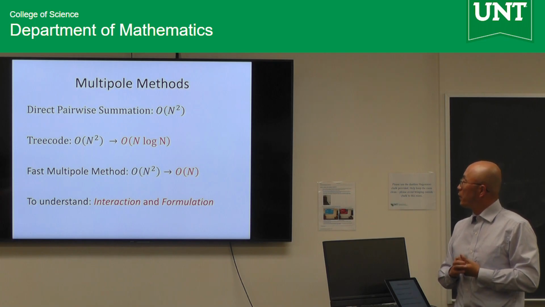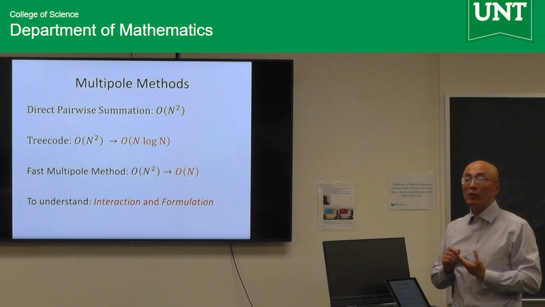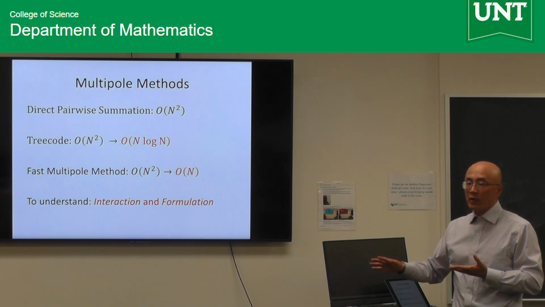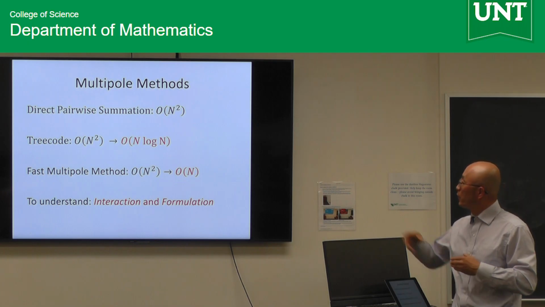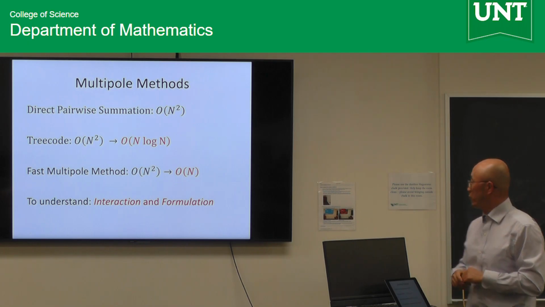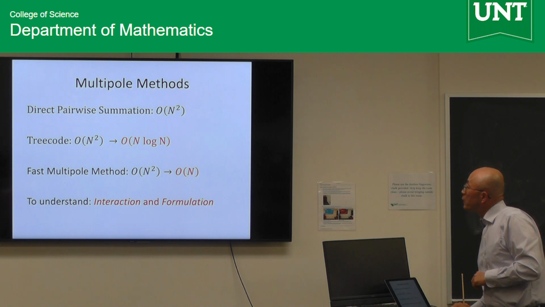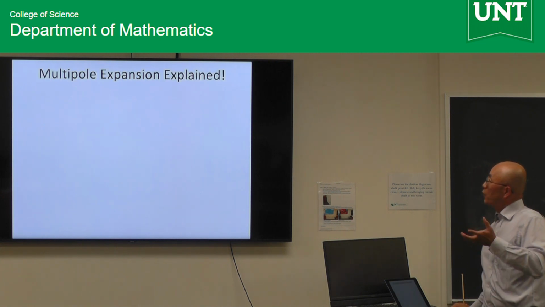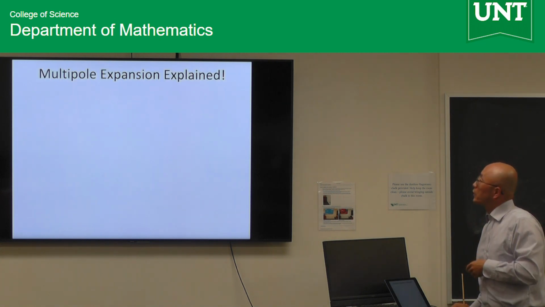To understand tree code or the fast multipole method, you need to understand the interaction and the formulation. The formulation part is quite a headache, so I won't spend too much time on that, but I hope you can get the idea about the interaction over there. First, I will explain the basic idea about the multipole expansion.